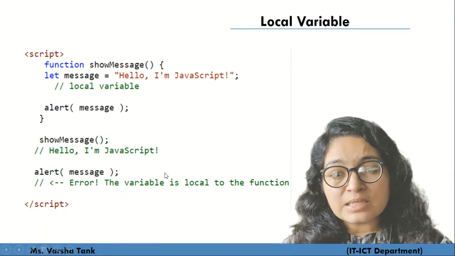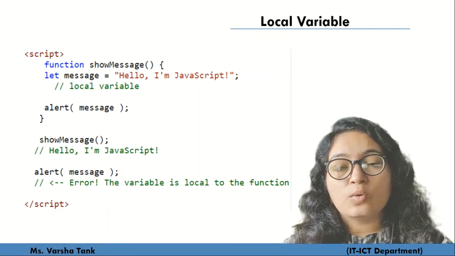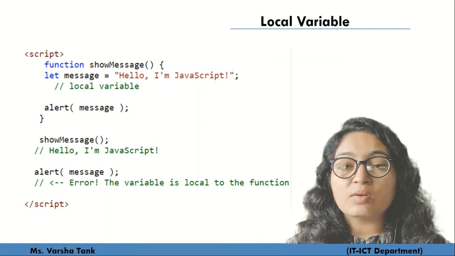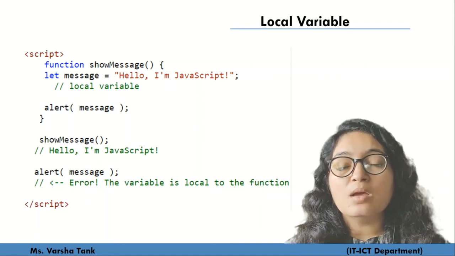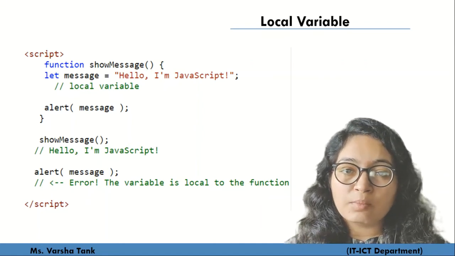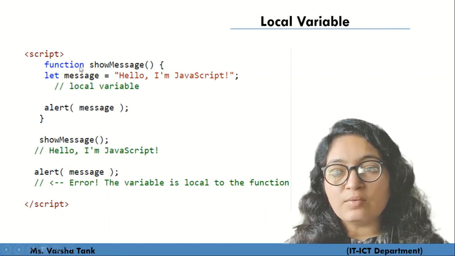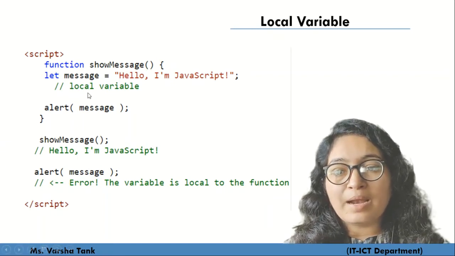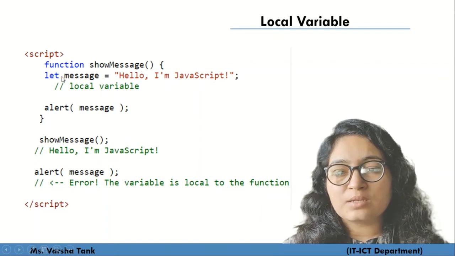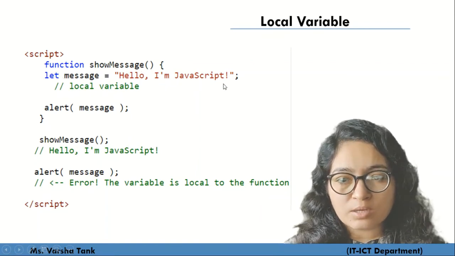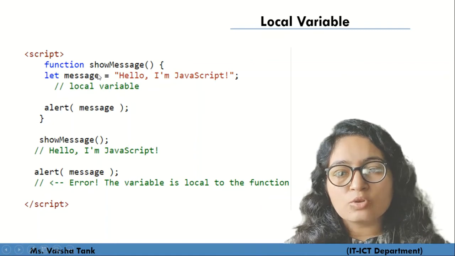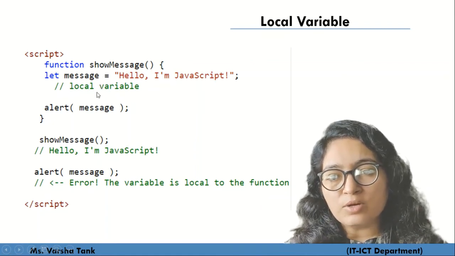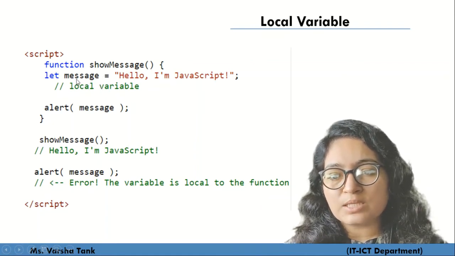Now next is the local variable in JavaScript. As I told you previously, whenever we call the function and pass the argument to the function parameter, the scope of that parameter will be local. Here, whenever we define in function show message, let message is equal to hello I am JavaScript, that is a local variable we have defined for that function. But if you want to use this message outside, it will give an error.